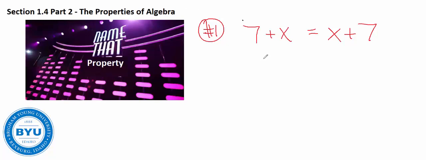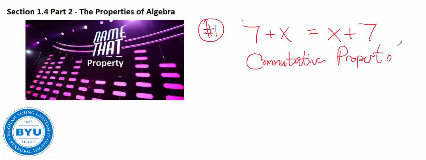Time's up. Hopefully you said that this is the commutative property. Commutative property of addition. That's what the name is. It's the commutative property of addition. If you got it, give yourself 10 points. Let's go to question number 2.